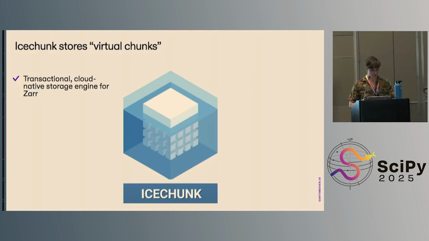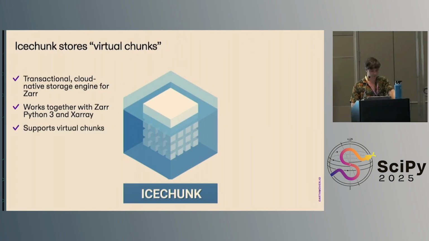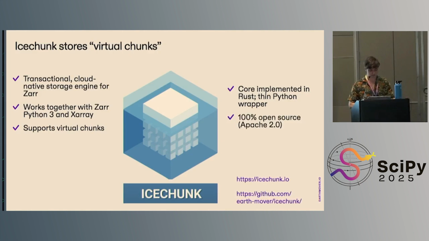For context, Icechunk is an open source project, a transactional cloud-native storage engine for Zarr. It works together with zarr-python 3 and xarray, so you can basically read from it using the zarr-python API, just like a normal Zarr store. It supports virtual chunks, crucially, for this. It's implemented in Rust, so the I/O is super efficient with a thin Python wrapper, which is how you can read from it with Python as well. I'll talk more about it in a bit, but this is an Earthmover open source project.